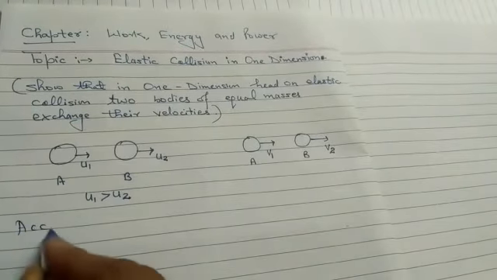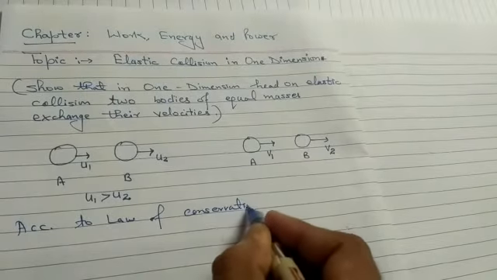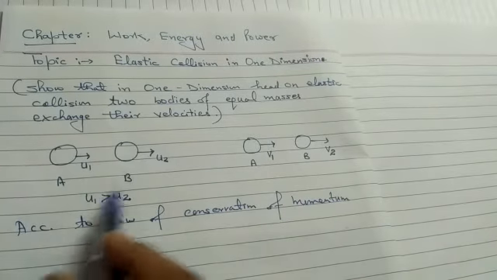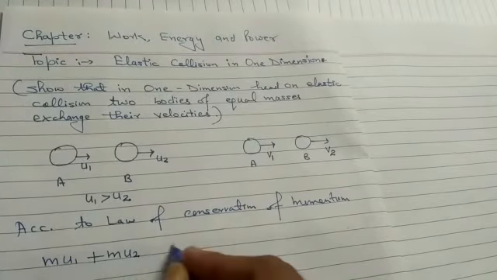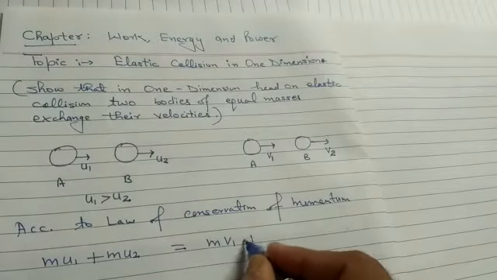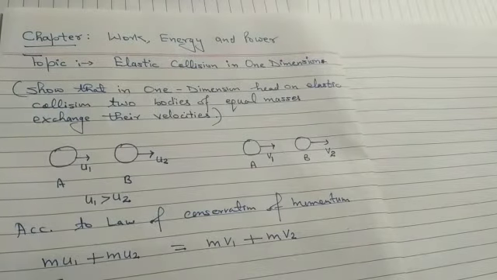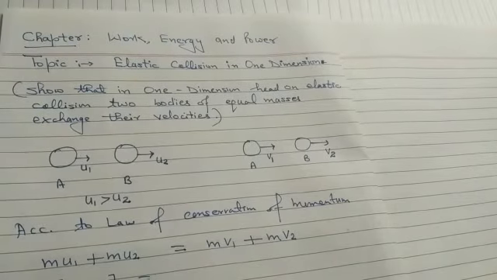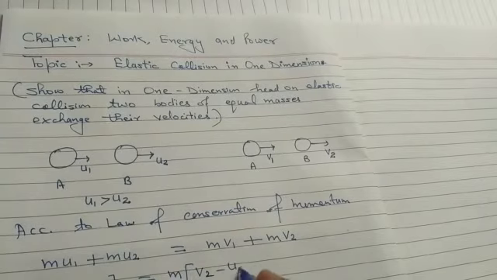So according to the law of conservation of momentum, the total momentum before collision of these two bodies, that is mu1 plus mu2, equals the total momentum of A and B after collision, mv1 plus mv2. Rearranging it, m can be taken common: m(u1 minus v1), moving mv1 to the left-hand side, and likewise mu2 can be shifted to the right-hand side, that is m(v2 minus u2).